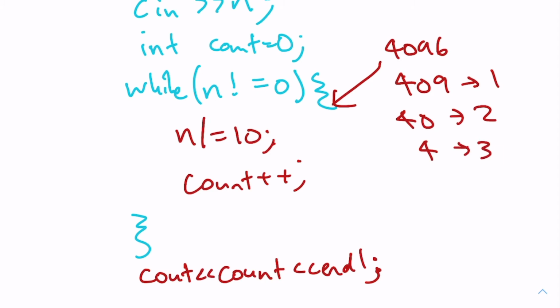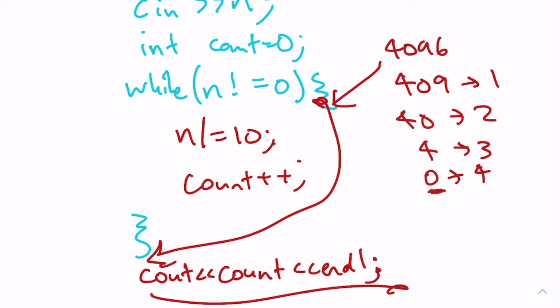And at 4, it's still not equal to 0. So I'll go to 0. It'll divide by 10. It'll go to 0, and it'll become 4. But now it's at 0. So when it goes here, it'll realize, oh, I have to exit. So it'll go straight from here all the way down to here. At that point, it'll just cout our count.